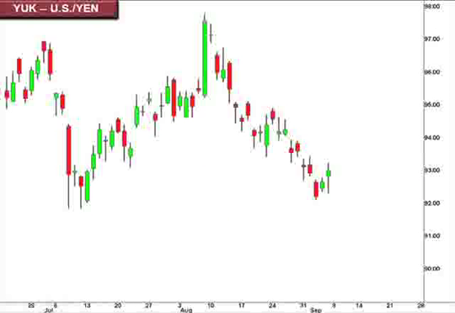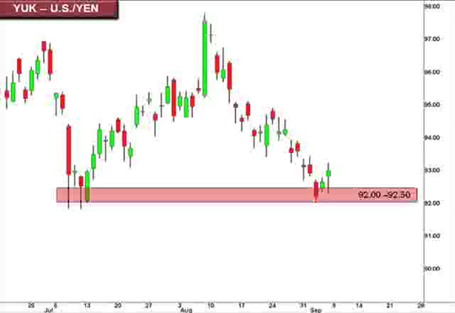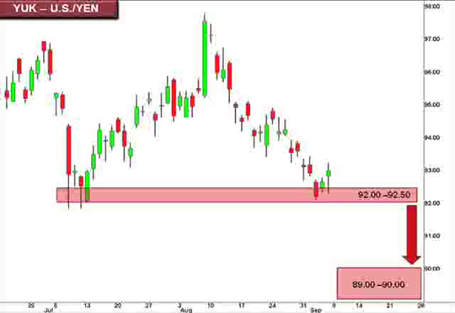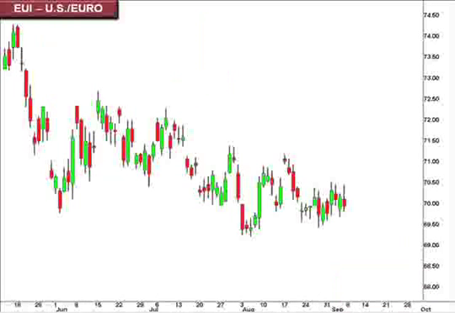Well, perhaps the biggest move this week was the YUK, the U.S. versus the Japanese yen, as the U.S. dollar continued to lose strength against the yen, playing down into this 92, 92.5 support level that we'd identified last week. Now, at this point, we may get a little bit of backfilling here right up into this 94, 94.5 focal zone, which is a natural retracement level. However, a break below 92 opens up the window for a move that may break down as deep as this 89, 90 box.